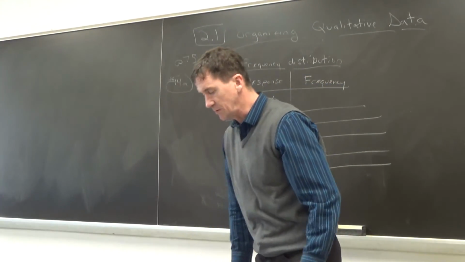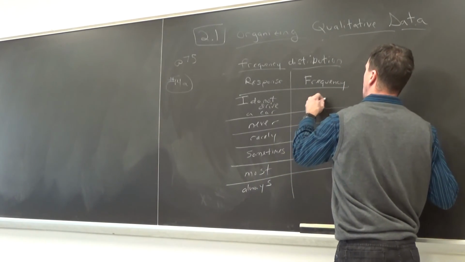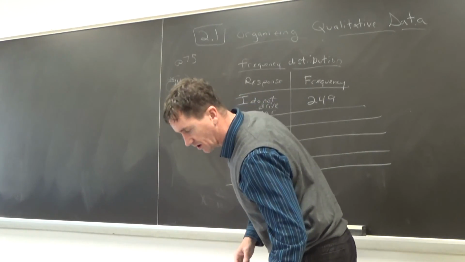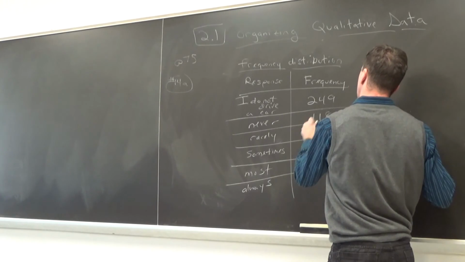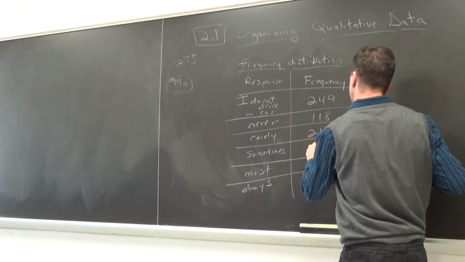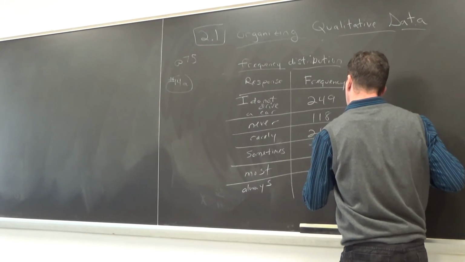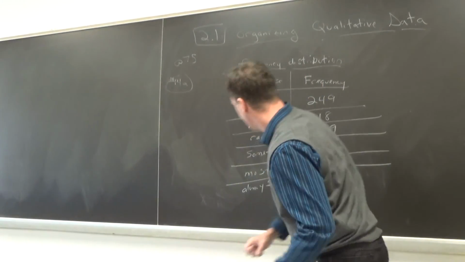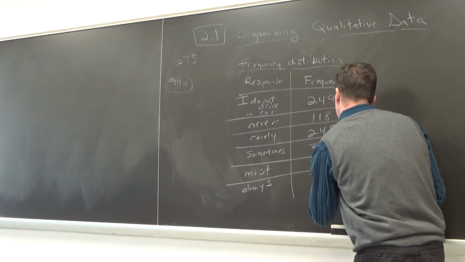And all these numbers were private. 249 people said I do not drive a car. 118. 249. 345. 716. And overwhelmingly, 3,093 said always.